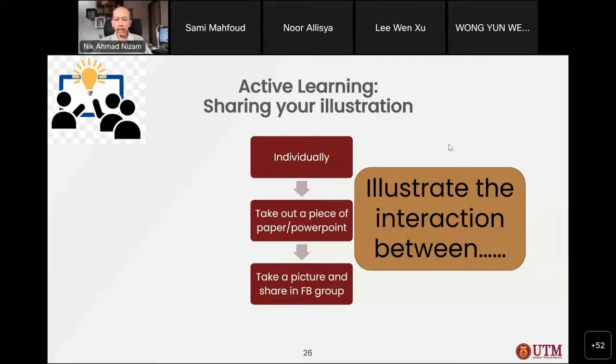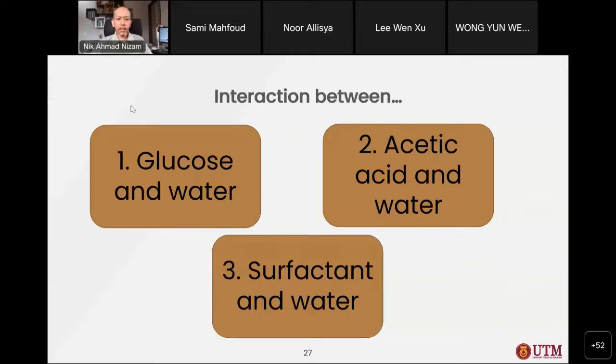So what is the illustration that you need to come up with? The interaction between first, glucose and water. Glucose is one of the carbohydrates. You can Google the structure of glucose. And acetic acid. Acetic acid is one of the weak acids, and there is an interaction with water, and also surfactant and water. So how about the interaction?